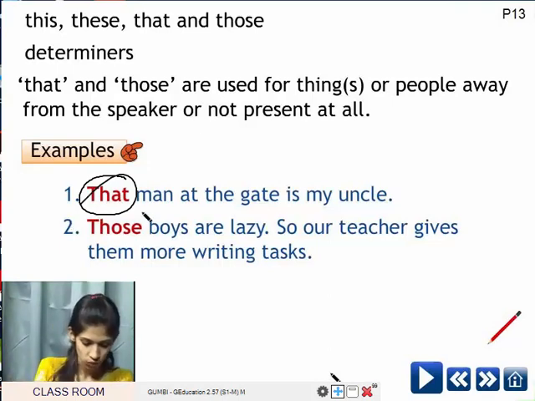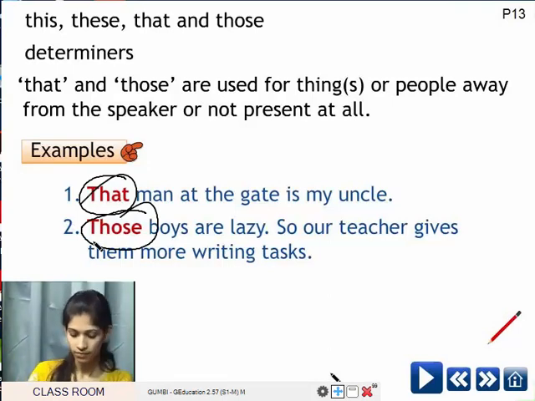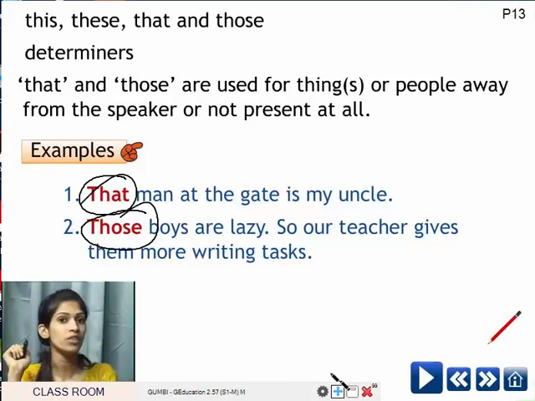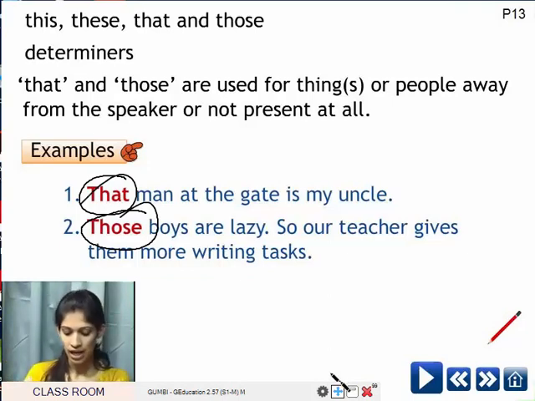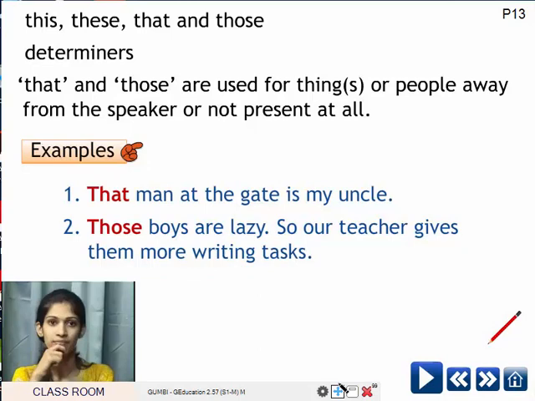Examples: that man at the gate is my uncle. So here we use the word that. Next is: those boys are lazy. So our teacher gives them more writing tasks. Here, those is the determiner. And those is the plural form of that. Enjoy the day. Thank you.